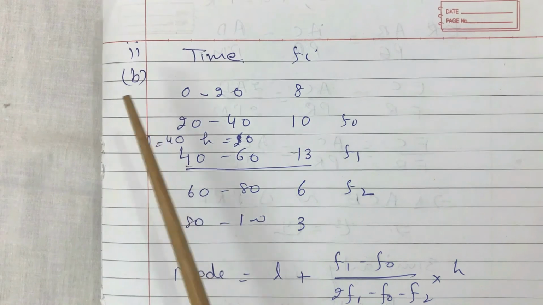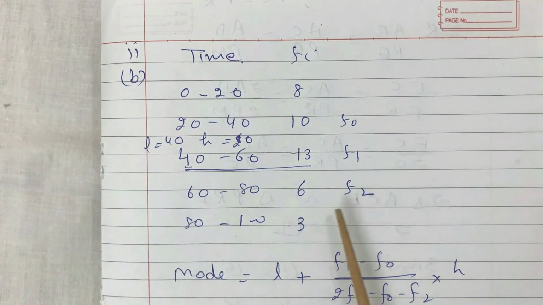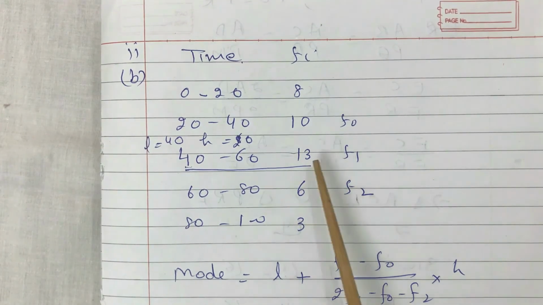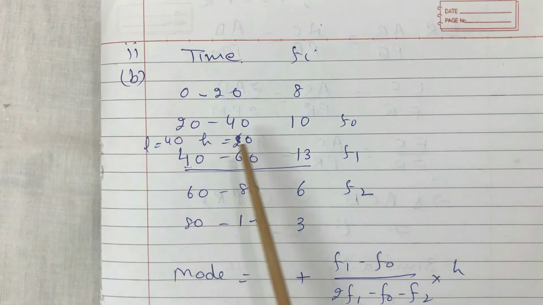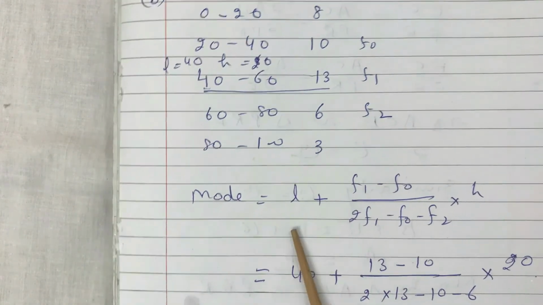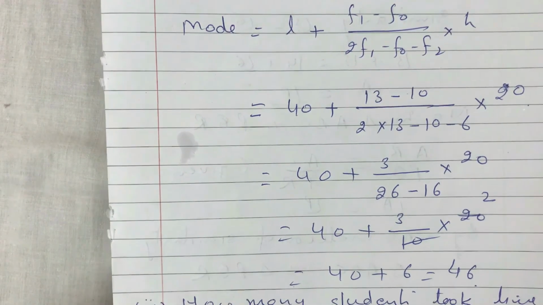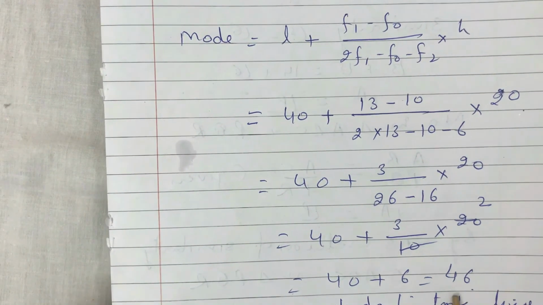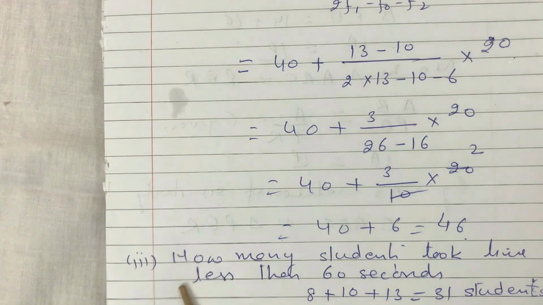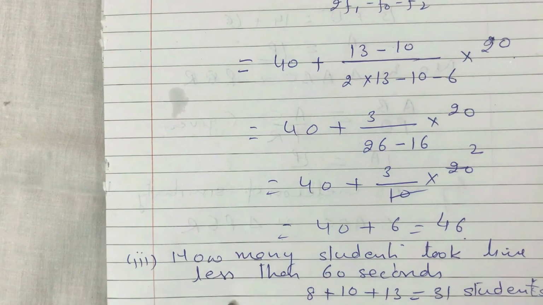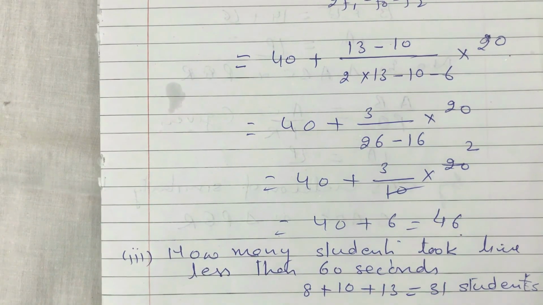And the second question, B part, mode. This is time, this is Fi, and I am to find the mode. This is the highest frequency. So this is F0, F1, F2, and here L is 40, H is 20. Write the formula for mode. Just substitute the values. You will get 46 as the mode. So that is the answer. This question I have already discussed. How many students took time less than 60 seconds? There are 31 students who took time less than 60 seconds.